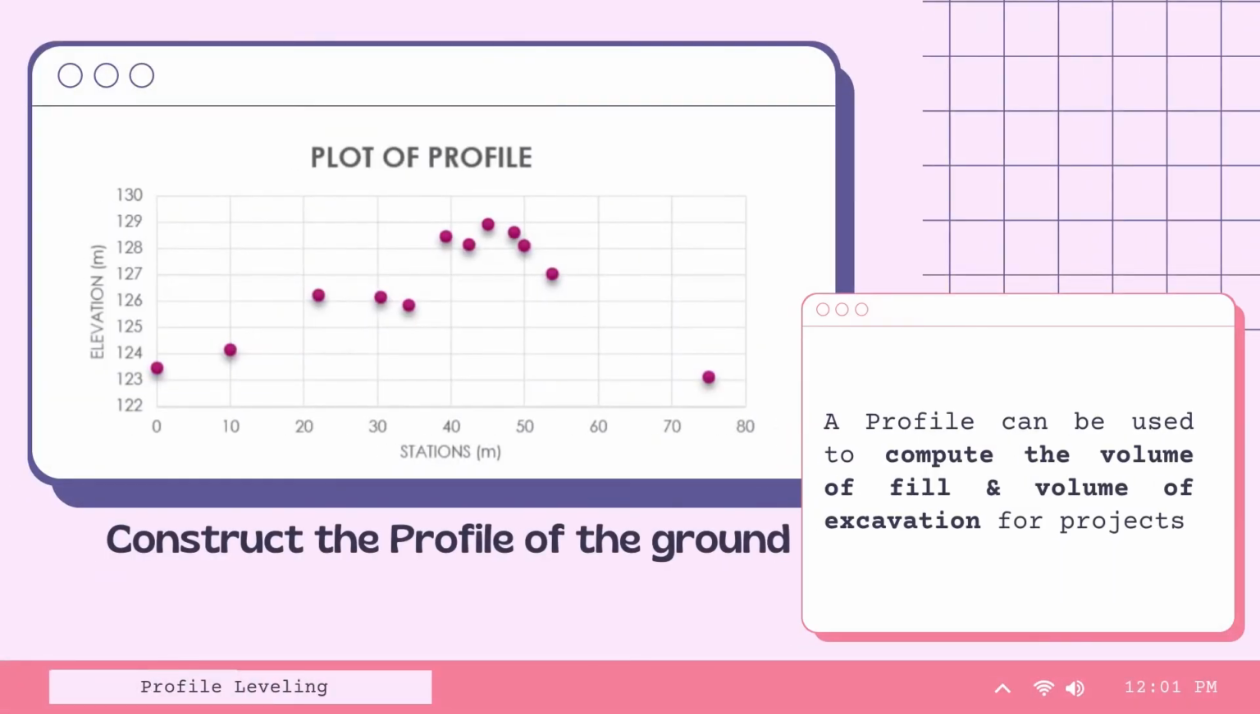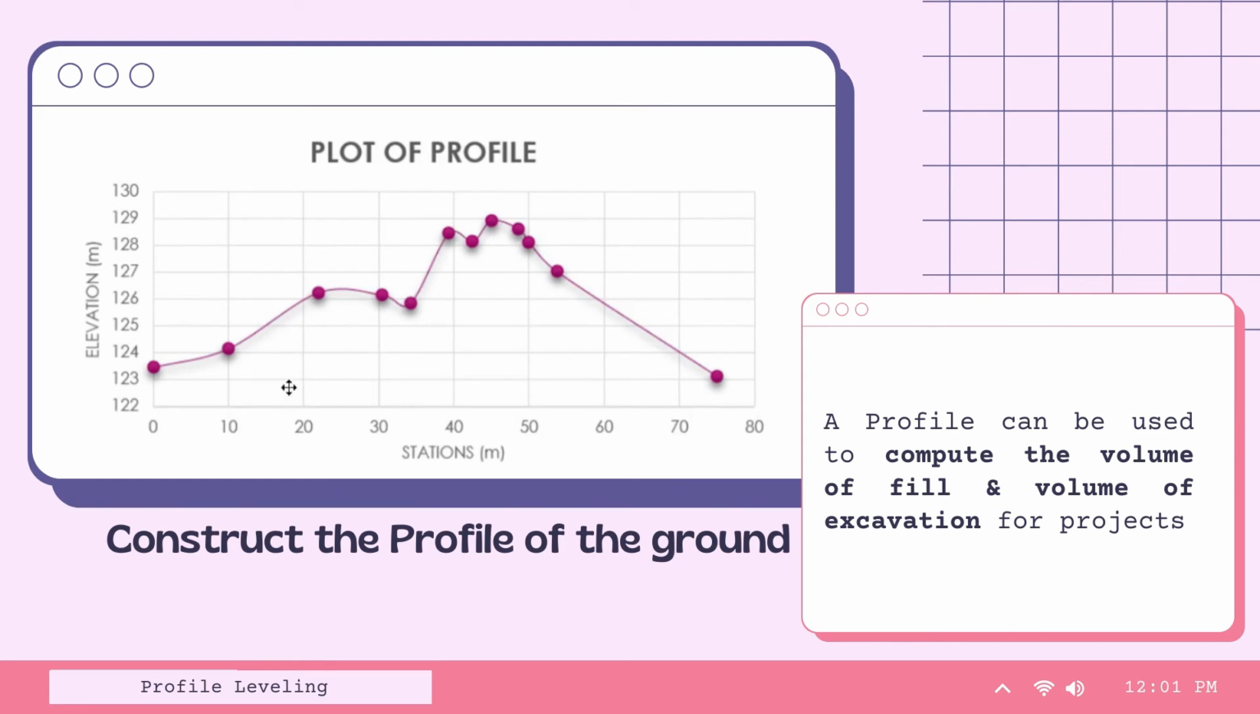Lastly, we construct a profile of the ground by placing the stations at the x-axis and the elevations at the y-axis. Take note that the turning points and benchmarks are not placed at the x-axis since they are not part of the centerline of the route. Then, plot the points according to the data and connect using a curved line. This is now the profile of the ground.